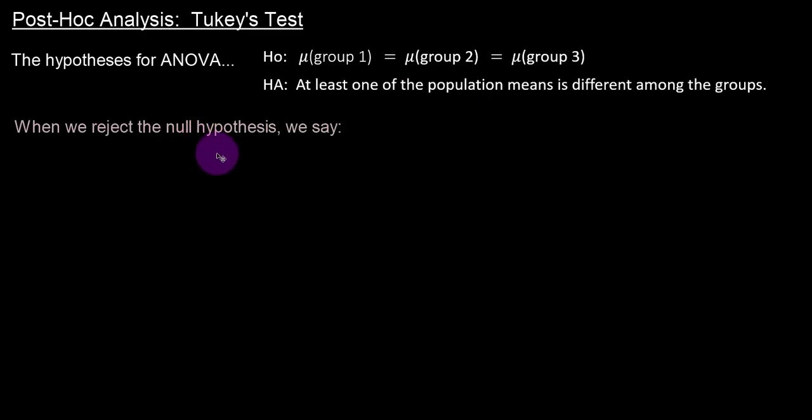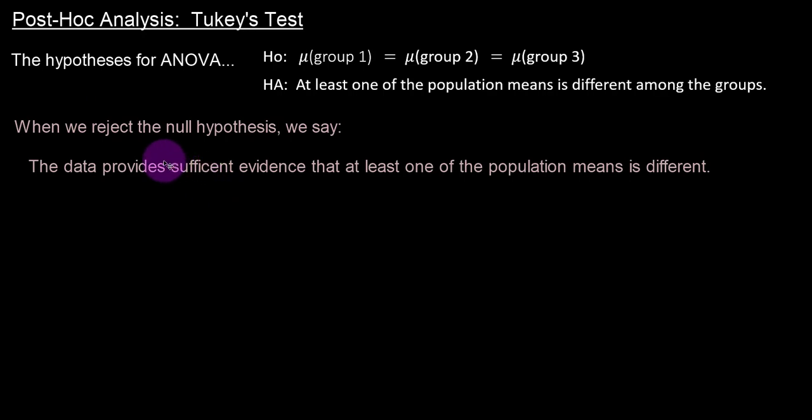When the conclusion to an ANOVA test is to reject the null hypothesis, what we would say in our conclusion is that the data provides evidence that at least one of the population means is different. However, what the conclusion from ANOVA does not do is indicate which of the means is different from the rest.